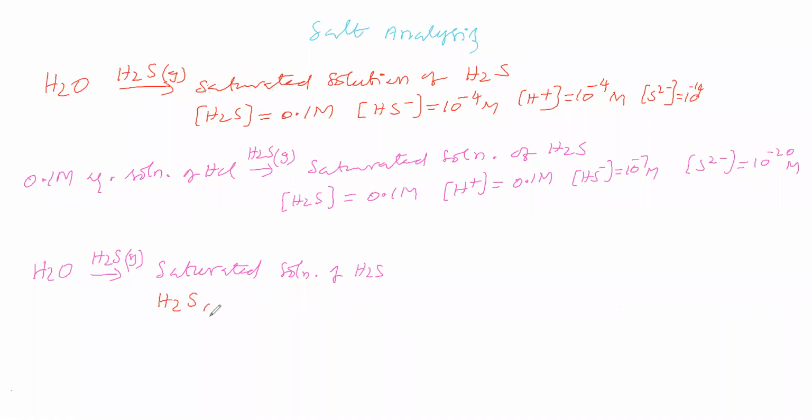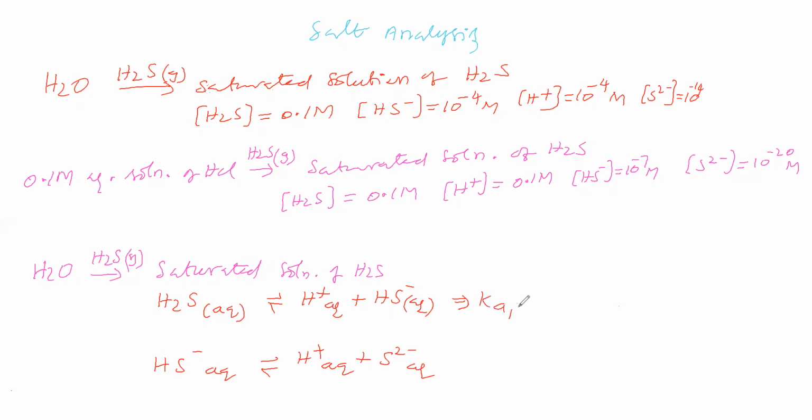One equilibrium is H2S aqueous in equilibrium with H plus aqueous plus HS minus aqueous. Another equilibrium is HS minus aqueous in equilibrium with H plus aqueous plus S2 minus aqueous. Here it is in equilibrium, therefore the equilibrium constant is called Ka1, equal to 10 to the power of minus 7. For the second, the equilibrium constant is called Ka2, equal to 10 power minus 14.